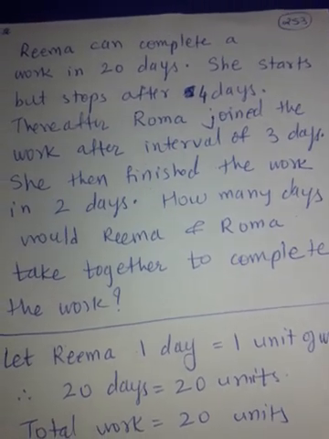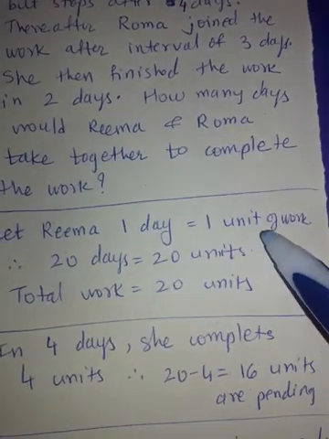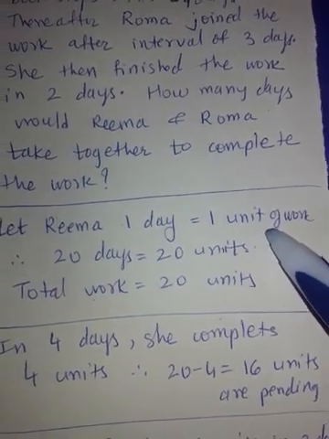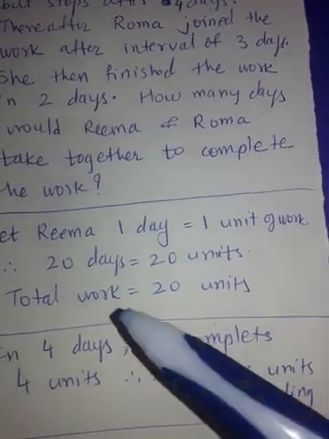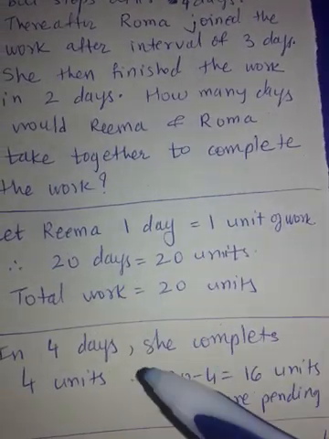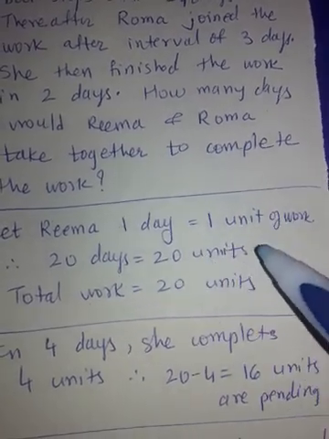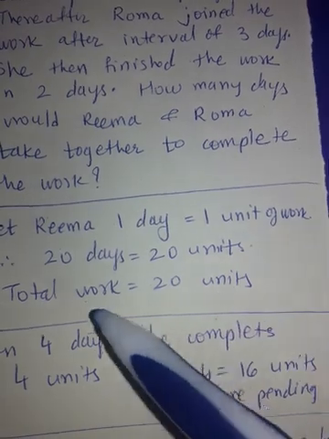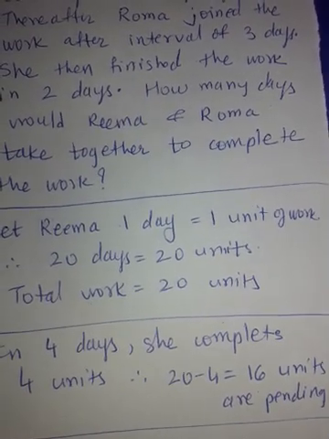Now let's solve it. So let's begin. Let Rima in one day finish 1 unit of work. We will assume this. And they are saying she finished it in 20 days. The whole work is finished in 20 days. So in 20 days, 20 units of work will be finished. That means total work is 20 units. So we have found out the total work.